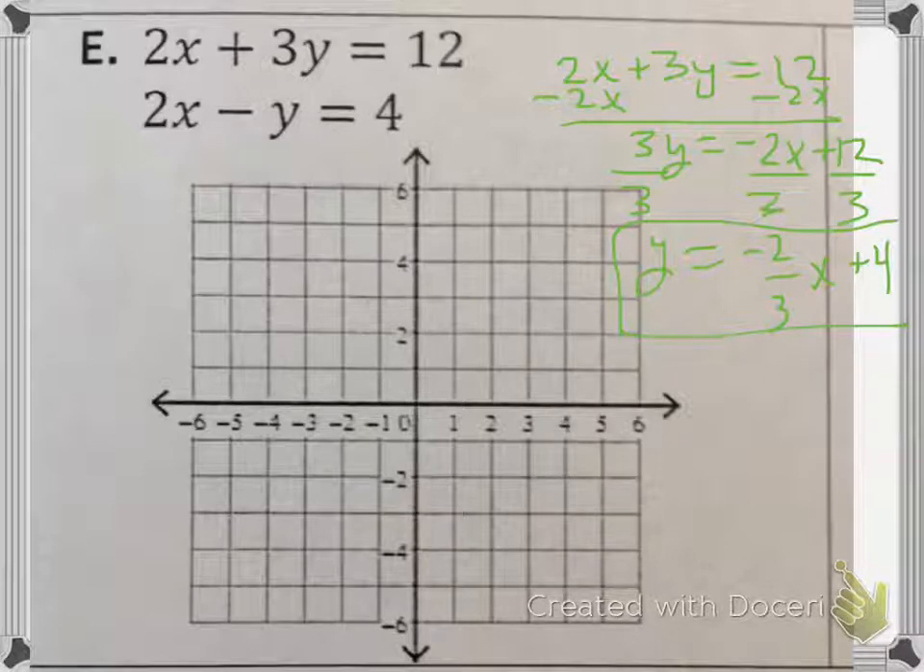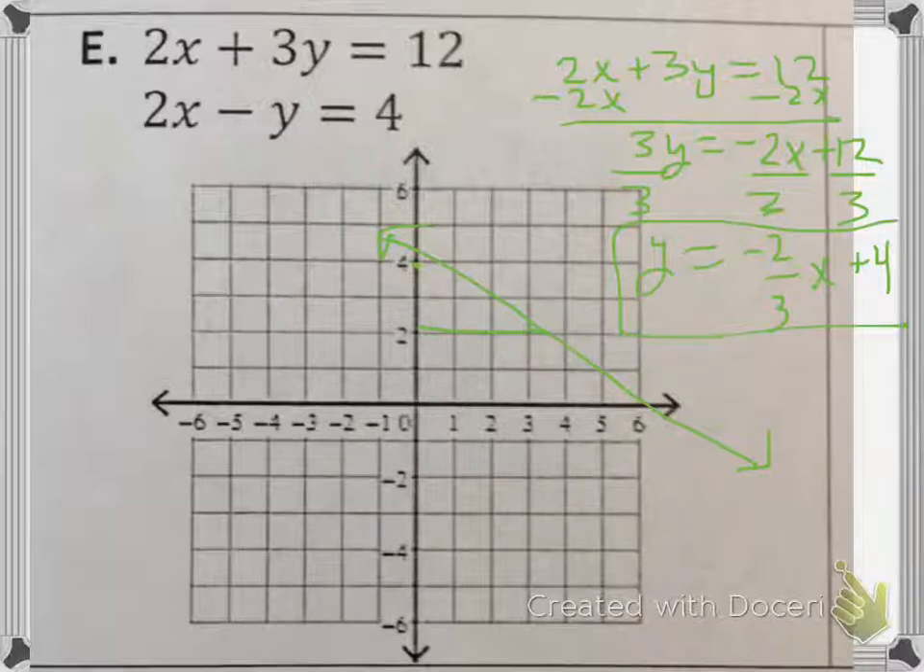So we're starting up at 4. And then we're following our slope, which is down 2 and right 3. So down 2, right 3, down 2, right 3, down 2, right 3. So here, my line's going through those ordered pairs, something like that. Okay, let's solve the next one, and then we'll see if we can find a point of intersection if there is one.